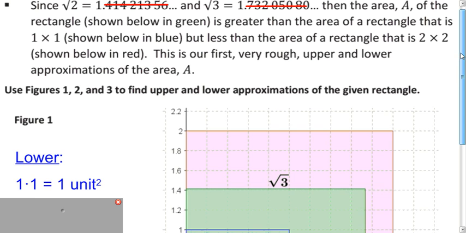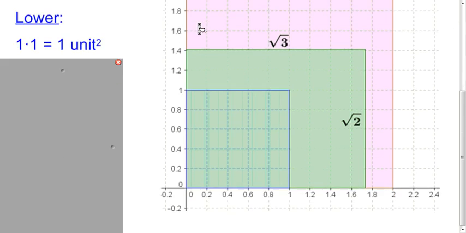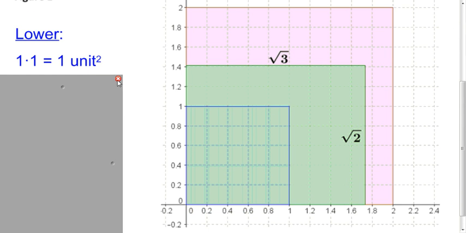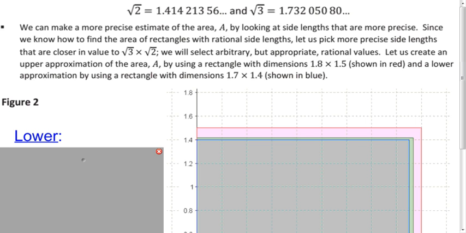Now if we want an upper approximation, similar idea, but now we're going to use the ceiling function. So it will be 2 and 2, because that's the next integer that's greater than this number. So it'll be 2 by 2, and then you get 4 square units. So you know the actual area has to be somewhere in between those two numbers, which is nice, but could we do better? Yeah, what if we took our approximations out to the 10th place?